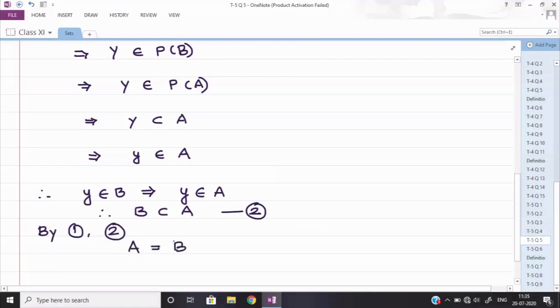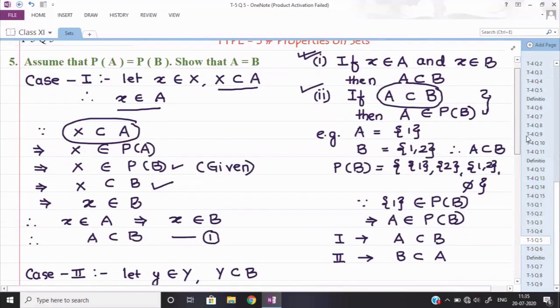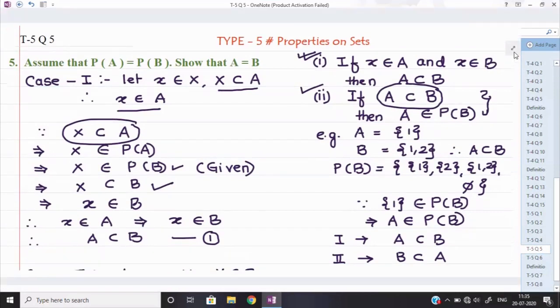If A is a subset of B and B is also a subset of A, both the things we have proved, so we can say that A and B are equal over here. It is a little lengthy and little difficult question, so please see it once again. If you require more explanation about this, you can check the solution once again. Now I am starting the next question.